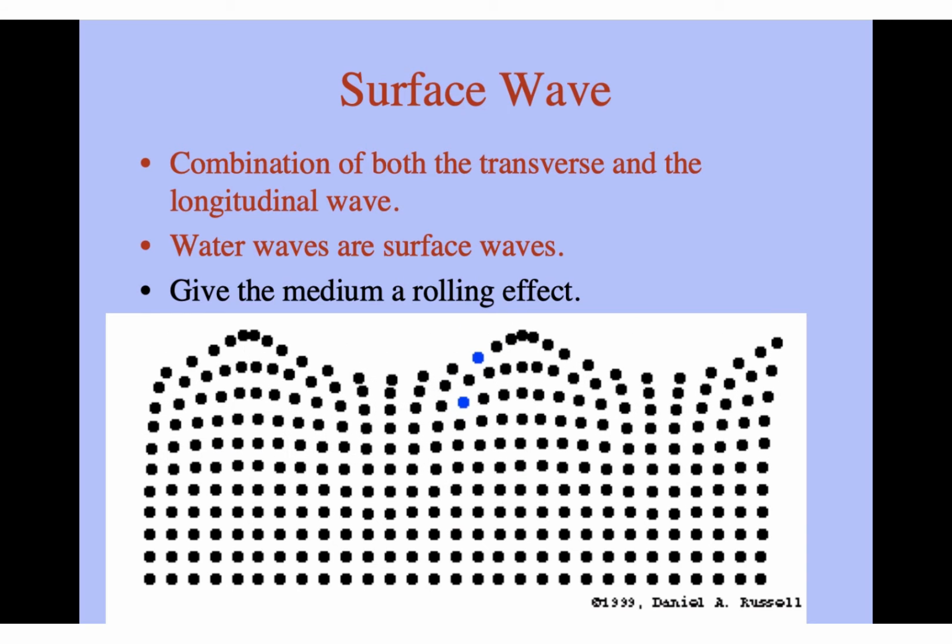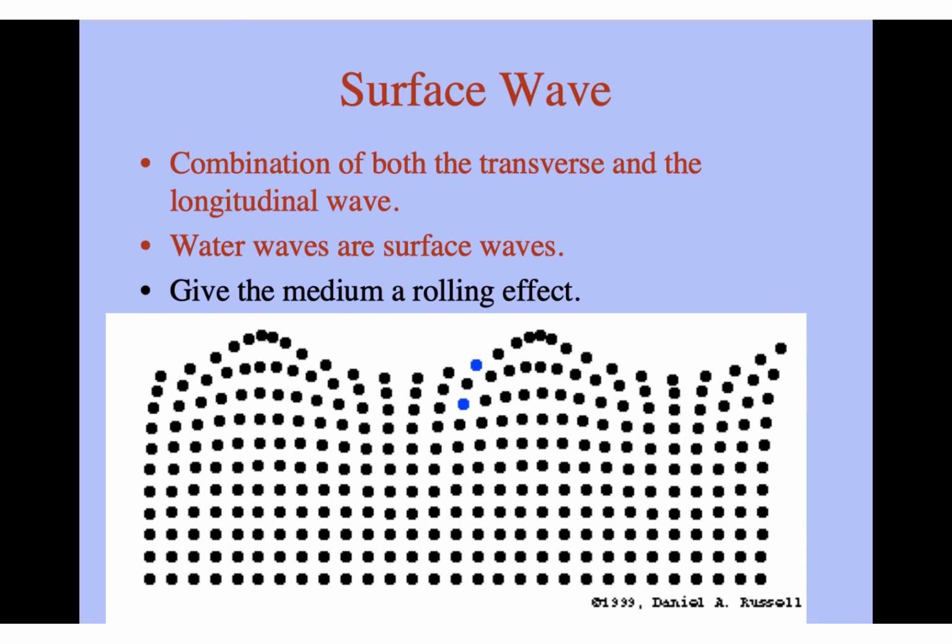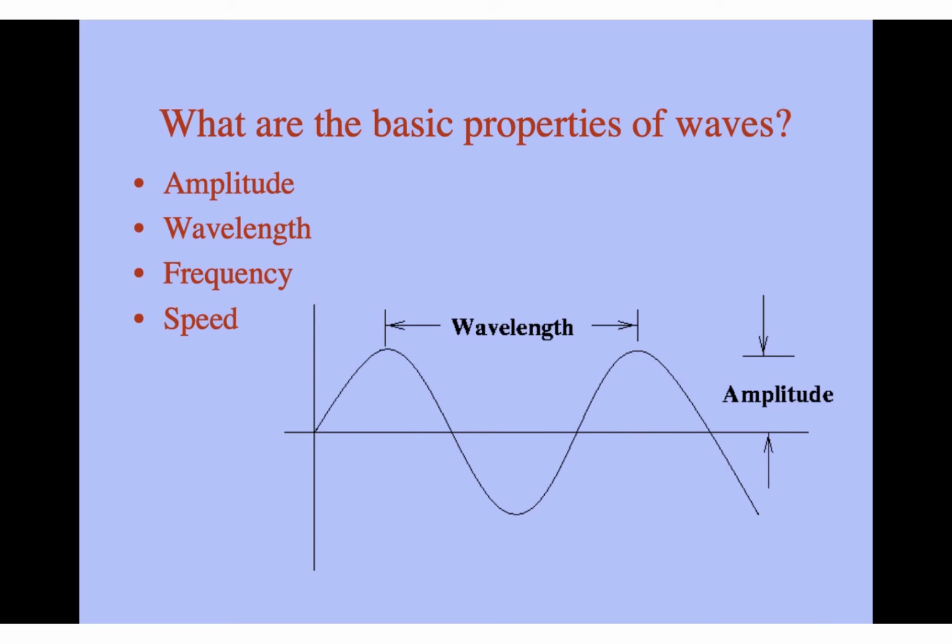Sometimes we call these surface waves. Sometimes we call them combination waves. All right, now, there's 4 basic properties of waves, and these go for all 3 types of waves. We have the amplitude, the wavelength, the frequency, and the speed. And they're interrelated, and there'll be more on this right now. Let me go to the next picture so we can see what they look like.